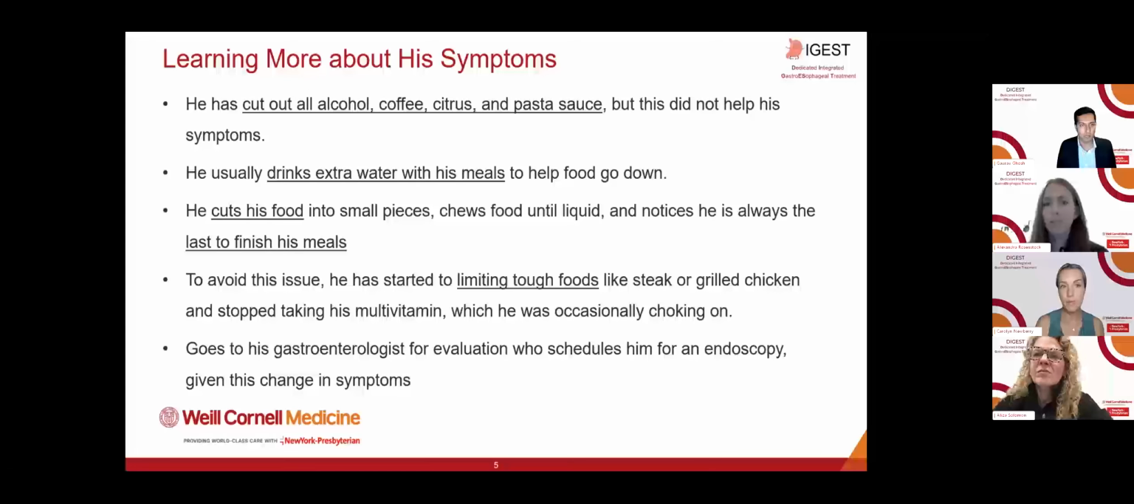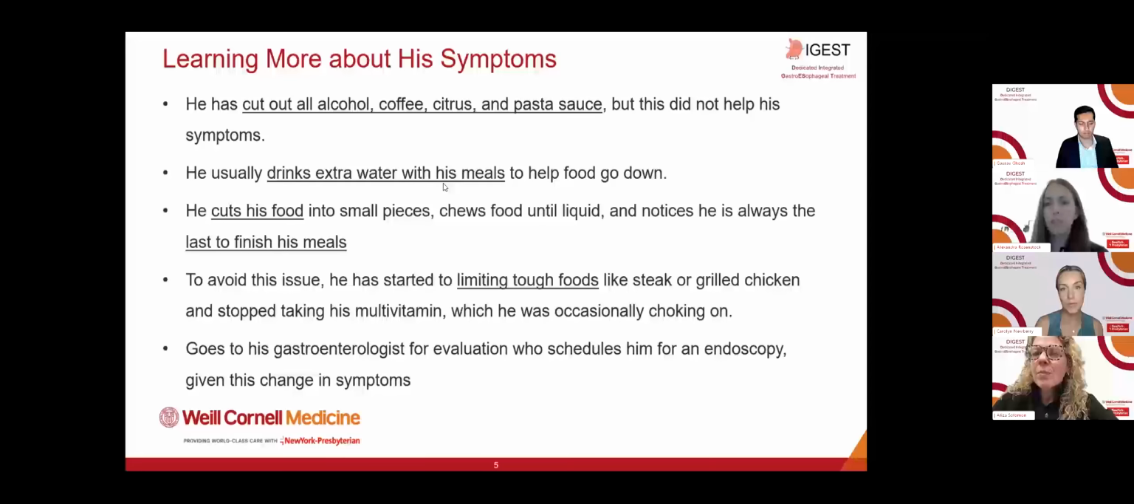Solomon, I'm going to pick on you here. Anything new that we're learning here? Yeah, so the first thing he did was really eliminate things that you think of as classic reflux triggers, and that really didn't help. But the rest of it really speaks to what we call adaptive feeding behavior. So, someone who is changing the way they normally eat to eliminate or minimize their symptoms.